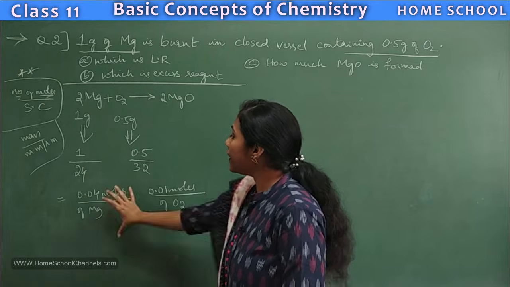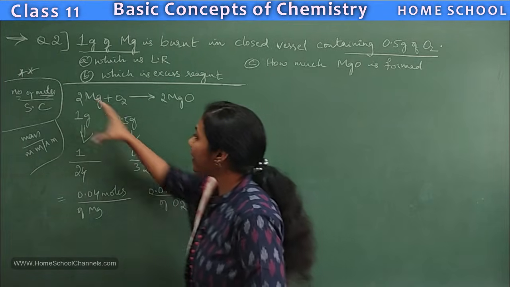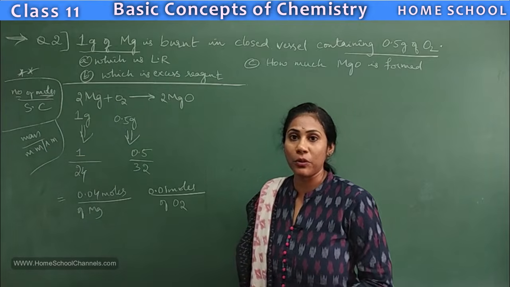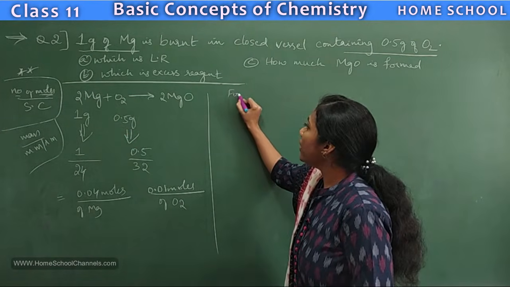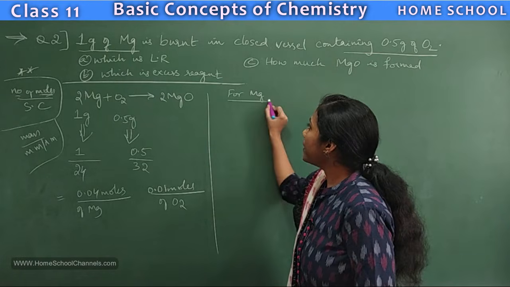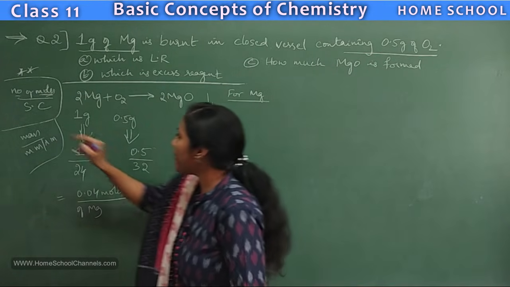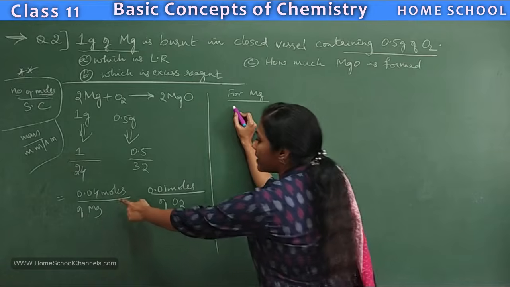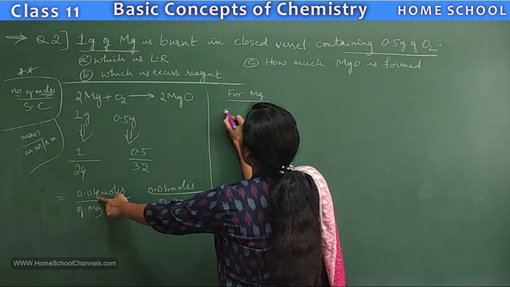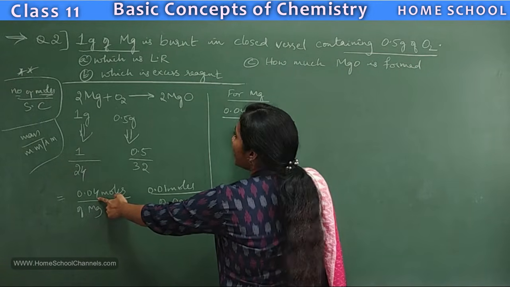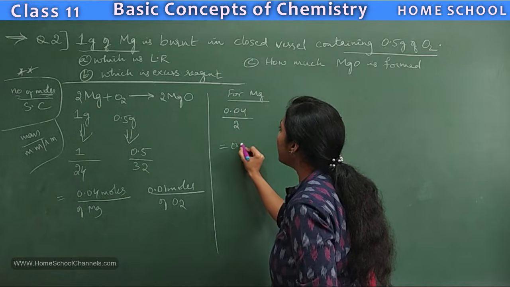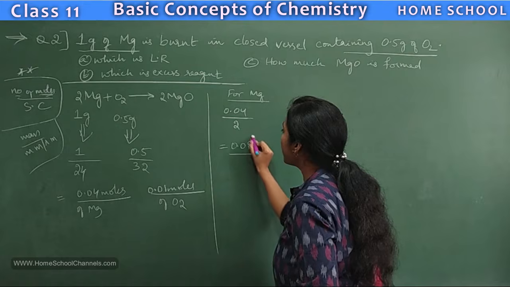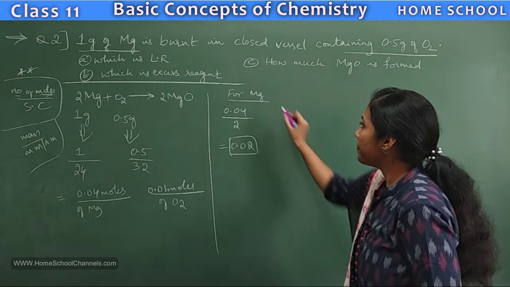Now that we have the number of moles, we can apply this particular formula. Applying that formula for Mg: what is the formula? Number of moles by stoichiometric coefficient. The number of moles of Mg we just got is 0.04, divided by the stoichiometric coefficient, which is 2. So we will get 0.02. This is the number we got for Mg.